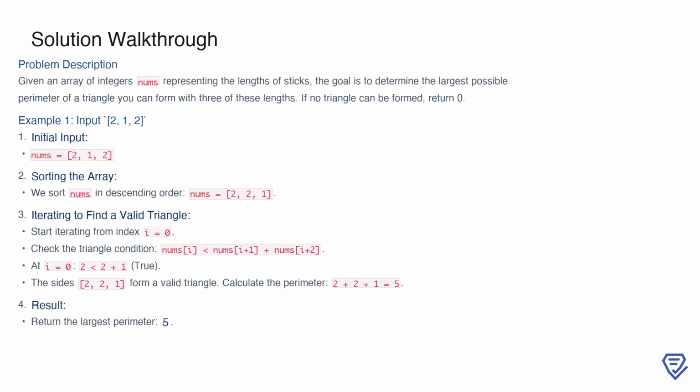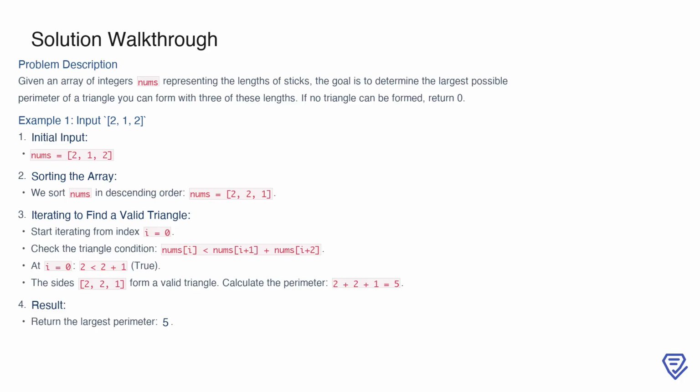To solve the problem of finding the largest perimeter triangle, we start by understanding the input and the requirements. The input is an array of integers, nums, where each integer represents the length of a stick. Our goal is to use 3 of these lengths to form a triangle with the largest possible perimeter. If it's not possible to form any triangle, we simply return 0.